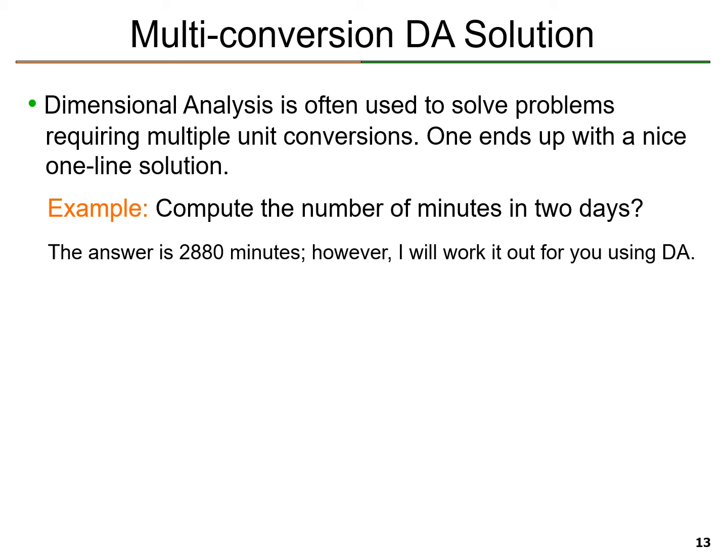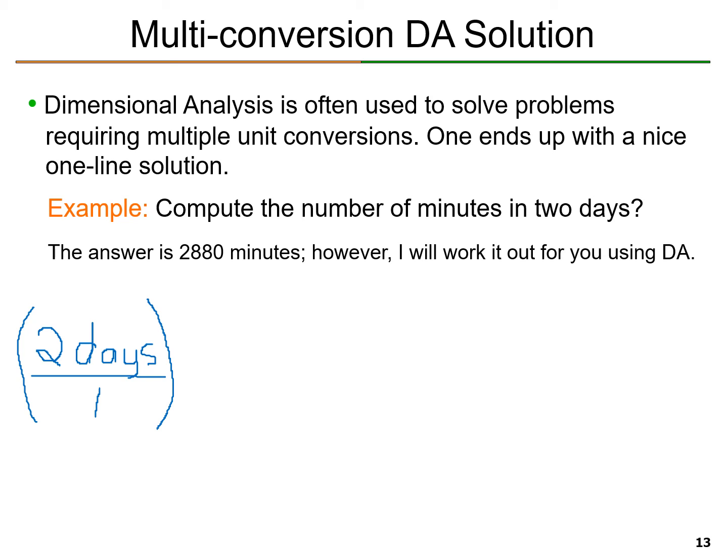Okay, so let's write down what we're given. We're given 2 days. Now let's go ahead and write 2 days as a fraction with a denominator of 1. Now in the previous examples, we wrote our conversion factor down and then we multiplied it by what we were given. But we can just as well write down what we are given first and write it down as a fraction.